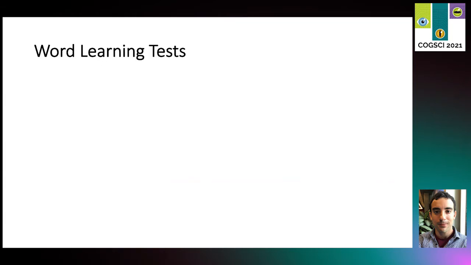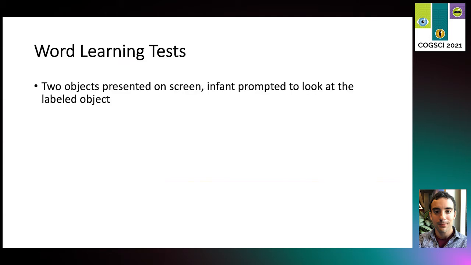At the end of the play session, infants' knowledge of the names for the 10 items was tested using a screen-based task. In this task, 2 objects were presented on screen at a time, and the infant was prompted to look at the labeled object.